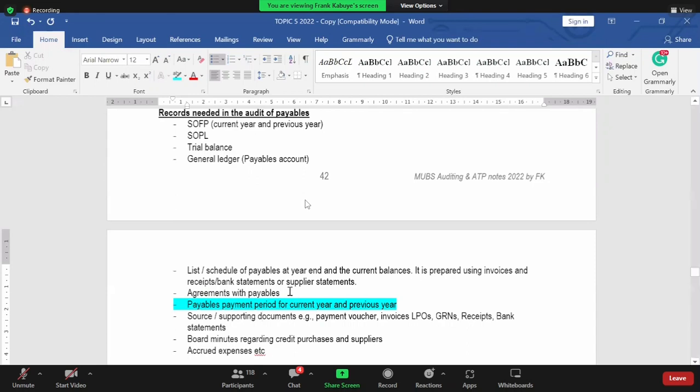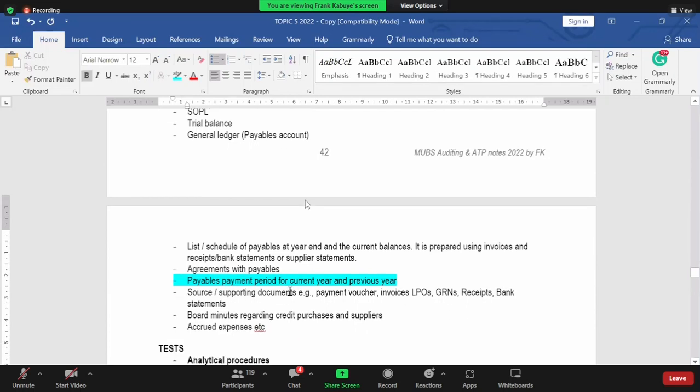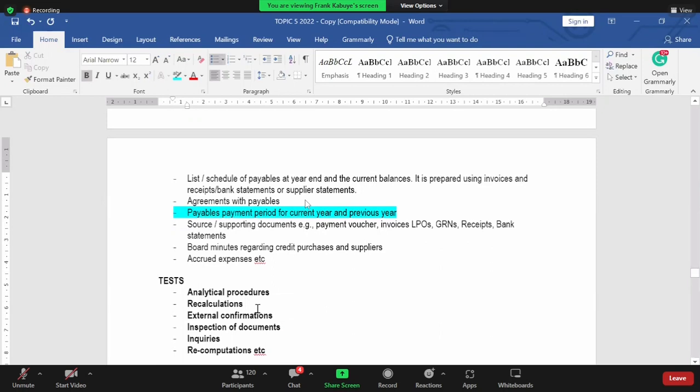Then from there, we go to recalculation. What do we recalculate on data on payables? We recalculate the purchase invoices to test for accuracy. Then what else? That is analytical.